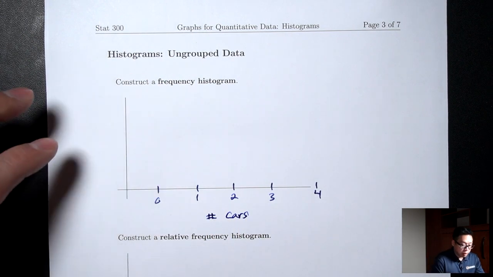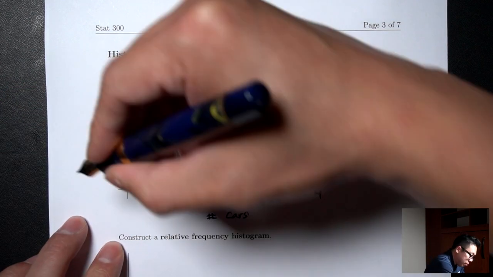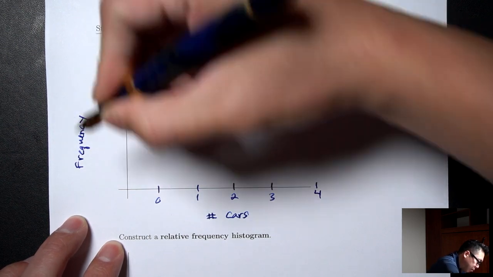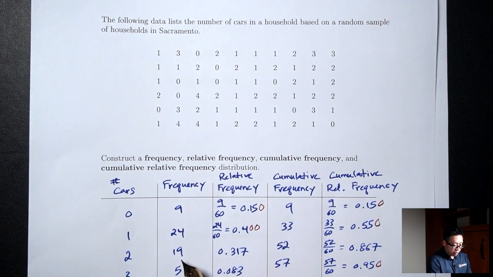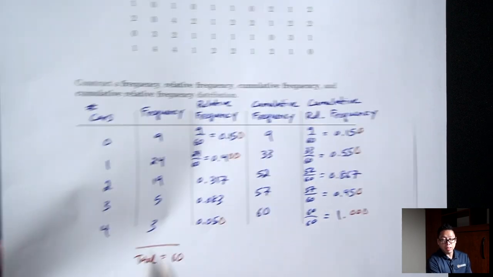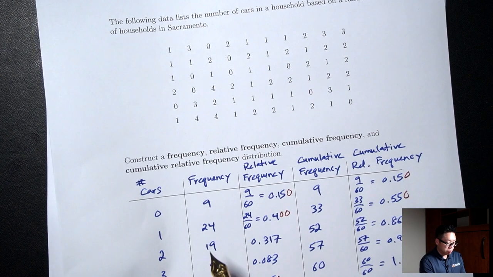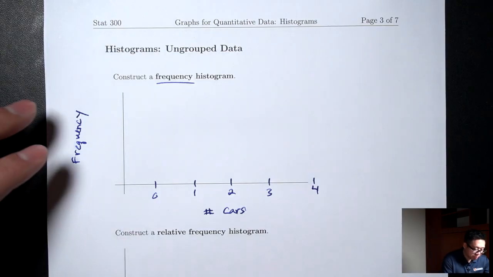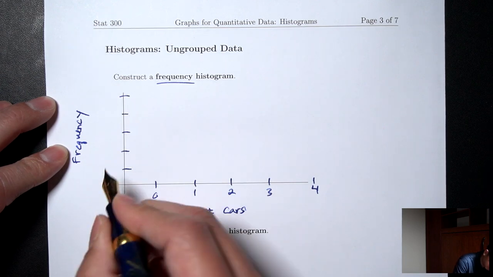Now, this is called a frequency histogram, which means I should be putting frequency on the y-axis. And if I look at my frequencies, I have 9, 24, 19, 5, 3. So when I number my frequencies, I need to go all the way up to 24. Now, you can count by ones, twos, fives, or tens, as long as you get up to that 24. So I'm going to count by fives. 5, 10, 15, 20, 25.